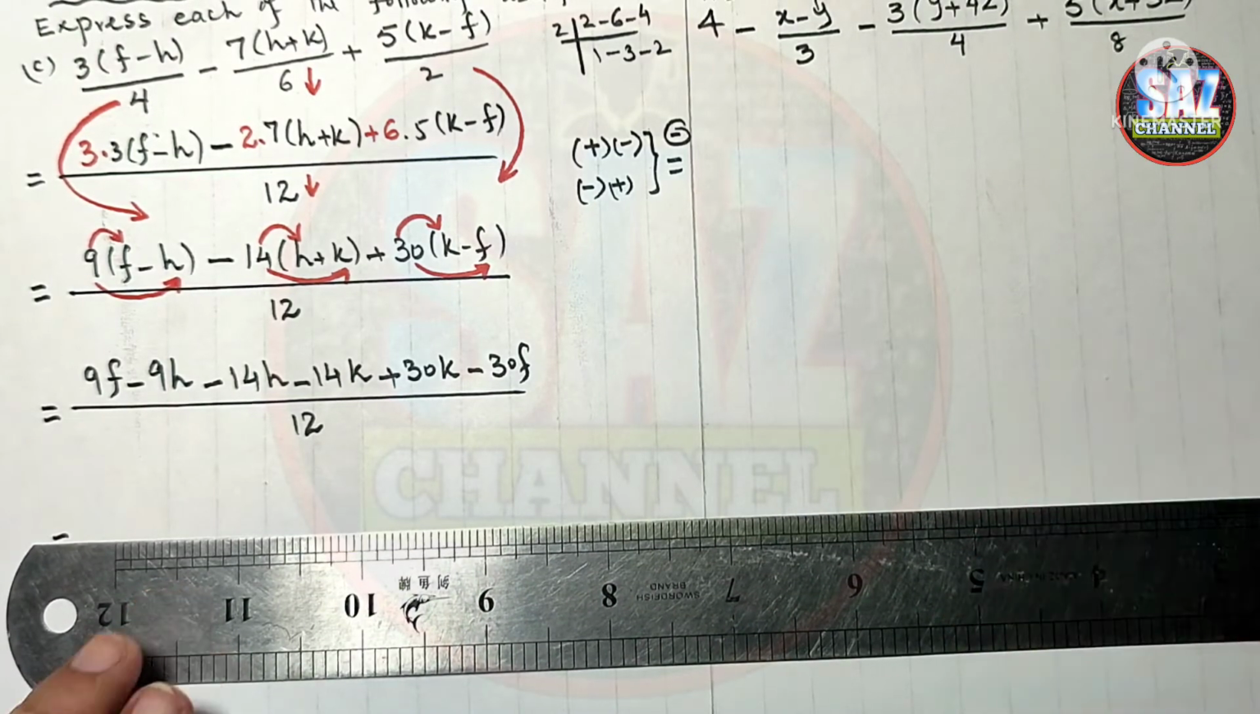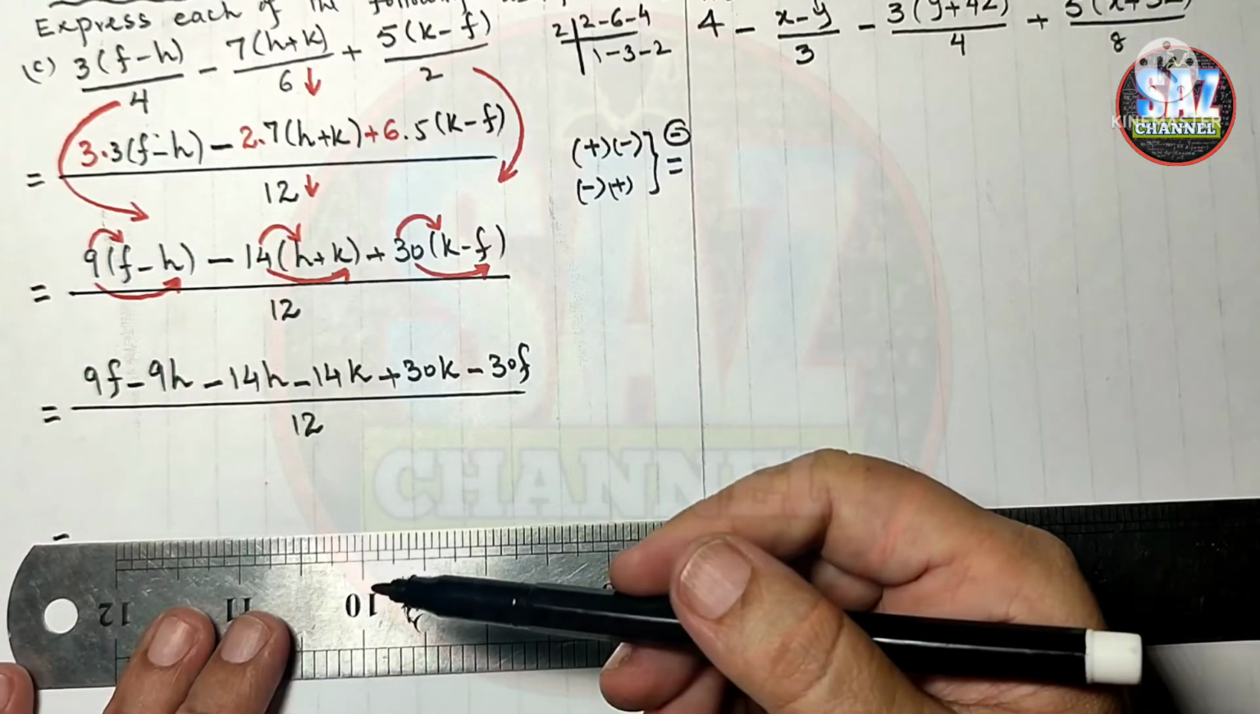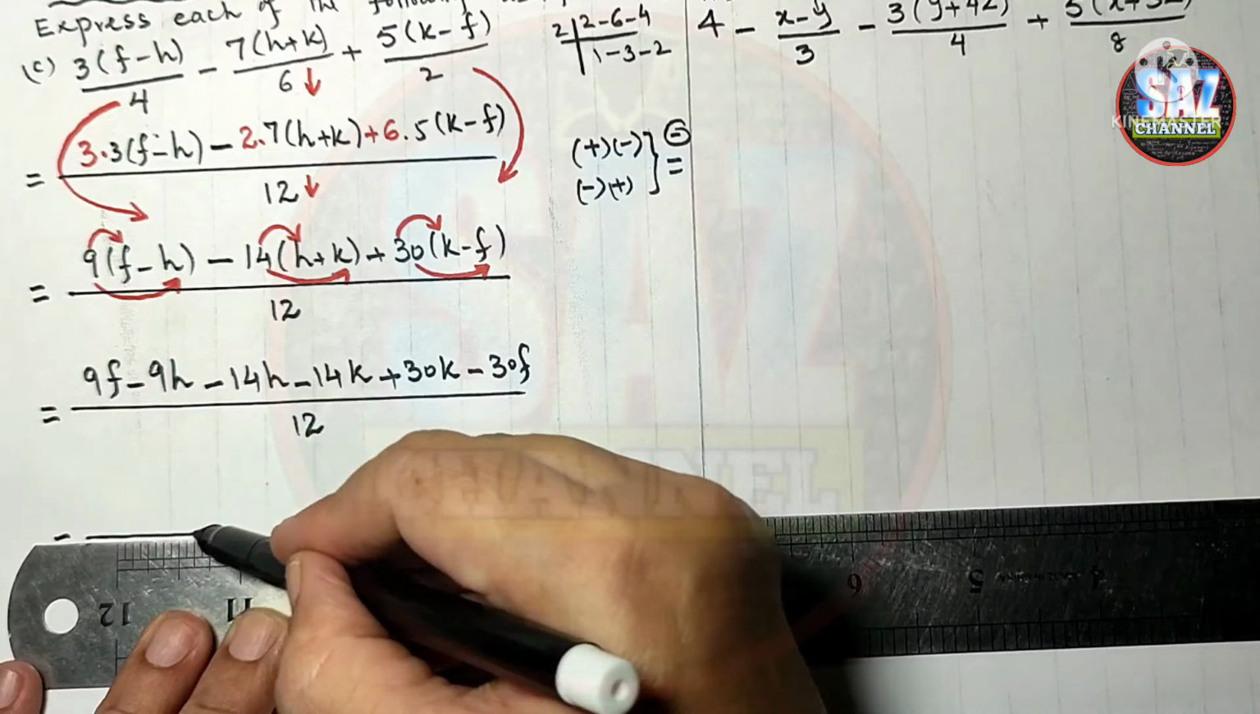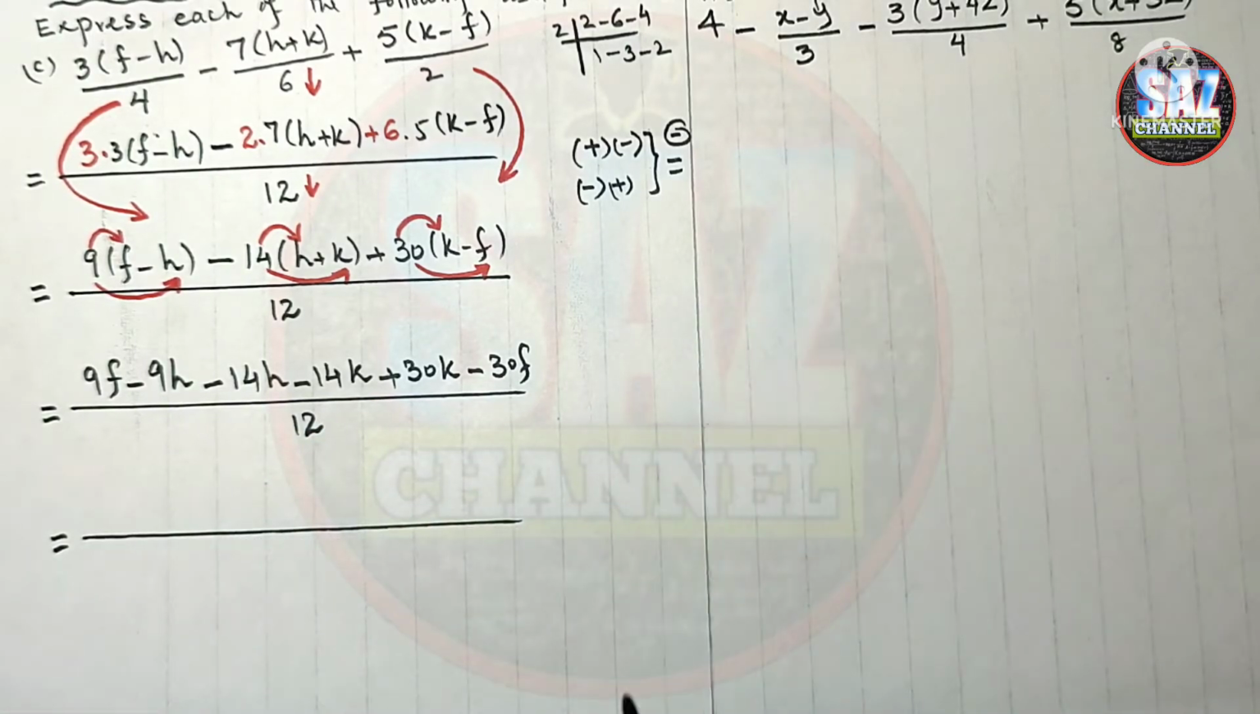Now if we observe the numerator, we can see that the numerator consists of f terms, h and k. There are 3 variables in this question. Let me see the question carefully. Yes, f, h and k.